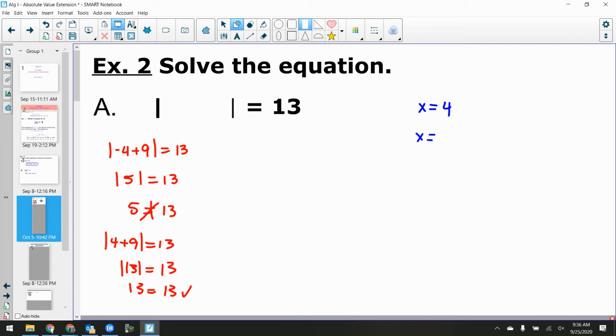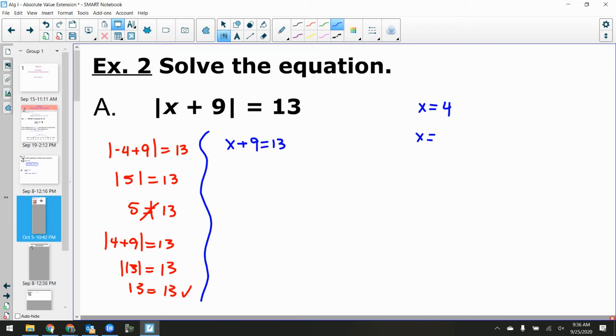Guys, we just created 2 solutions right there. We just created 2 different equations. We could say that x plus 9 is equal to 13 or x plus 9 is -13. And that's how we solve these problems. Go ahead and write that down. Most of these absolute values are going to create 2 different equations, and you solve them both to get both of your answers.